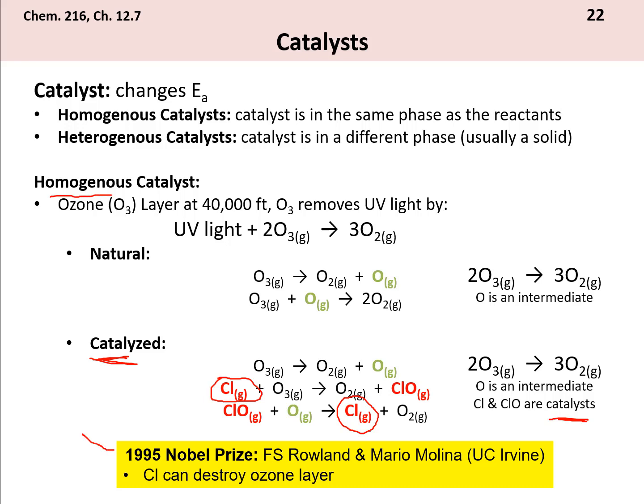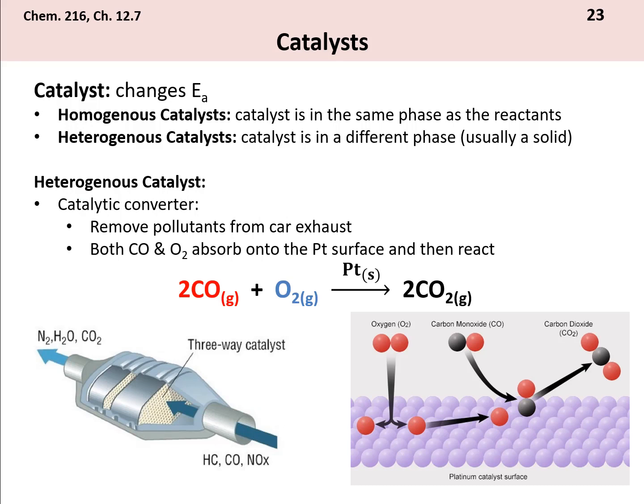By the way, there was a Nobel Prize in 1995 to two professors from UC Irvine who basically postulated this. And because of that work, we stopped producing things called CFCs, right? CFCs used to be in a bunch of things, hairspray and everything. We got rid of these, and now we're protecting our ozone layer. Okay, that's a homogeneous catalyst, everything in the same phase.